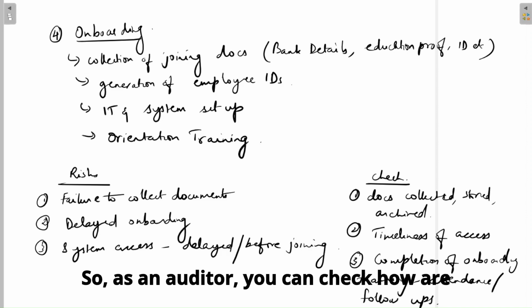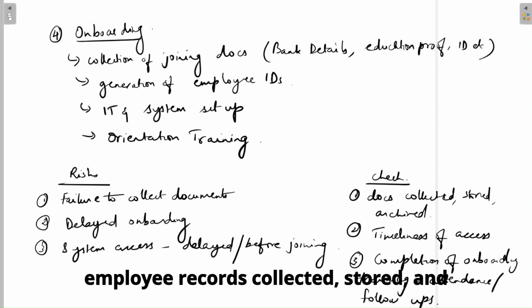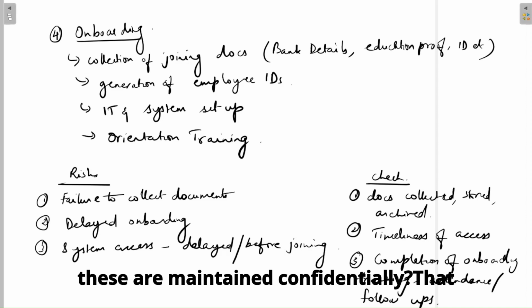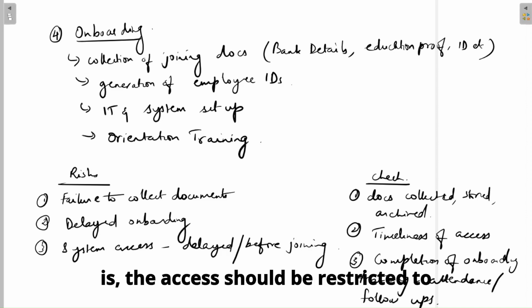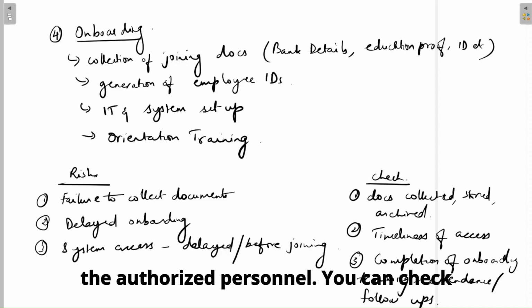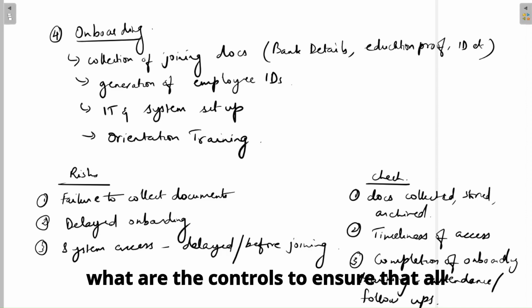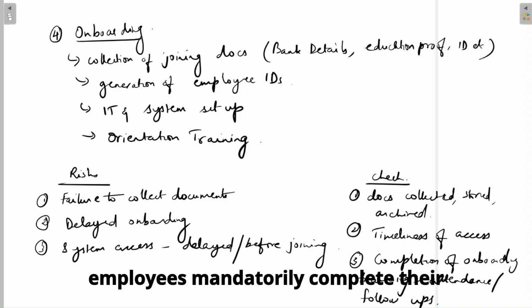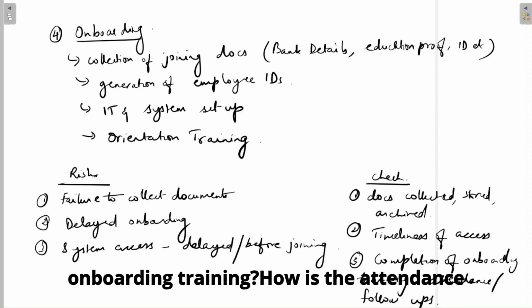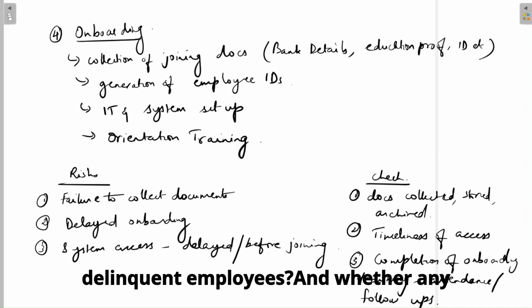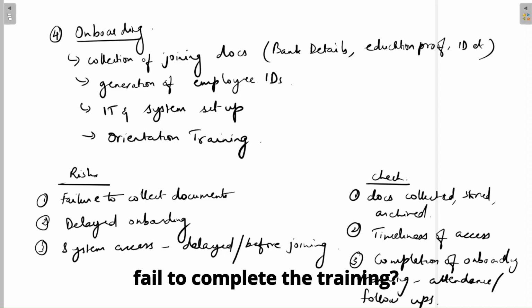So as an auditor, you can check how are employee records collected, stored and archived, and how is it ensured that these are maintained confidentially. That is, the access should be restricted to the authorized personnel. You can check what are the controls to ensure timeliness of system access, and what are the controls to ensure that all employees mandatorily complete their onboarding training, how is the attendance tracked, what is the follow-up taken for delinquent employees, and whether any corrective action is taken for those who fail to complete the training.